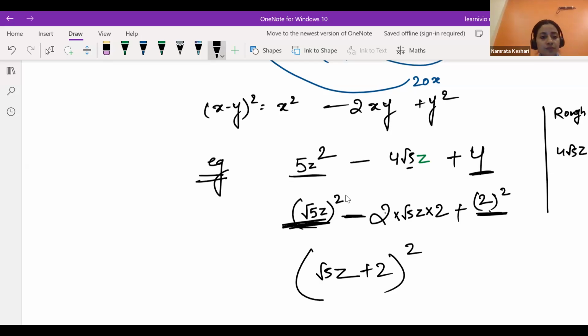Clear? Yes. If you will keep on thinking that how to split this one, okay, for when you are using this identity, and then you are thinking how to split this one in the form of 2 into a into b, let me tell you, it will confuse you. Okay, so this is the best way to deal with this type of factorization. Got it?